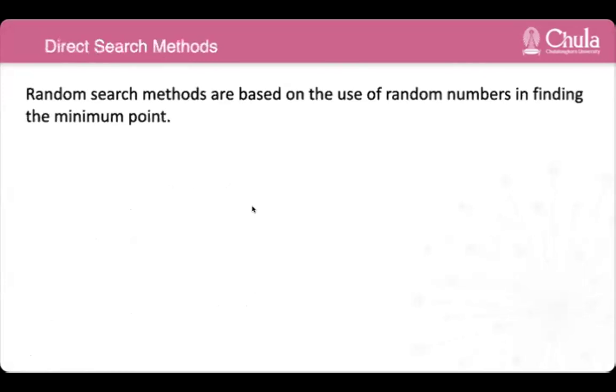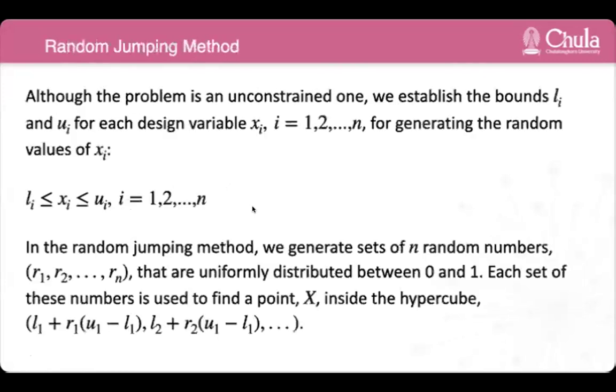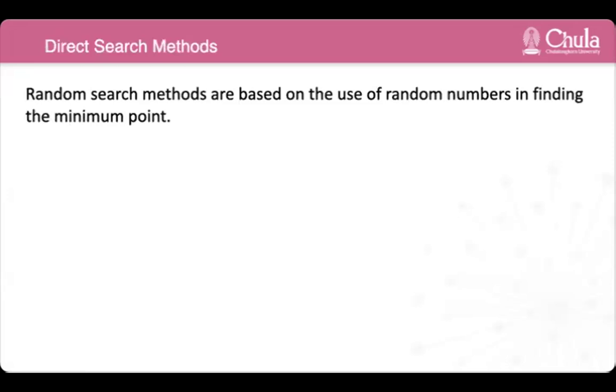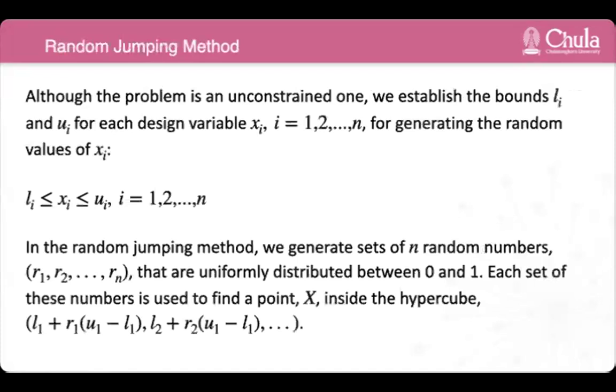Here you can read it later. Okay. I'm going to start from the first one, the algorithm itself. The first one is random jumping method. Random jumping method is kind of a direct search method. It's kind of random search based on the use of random numbers in finding the minimum point.